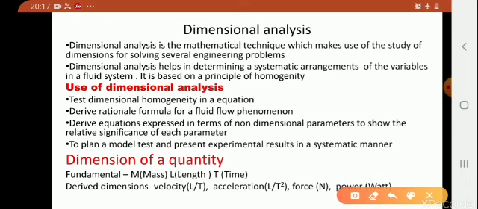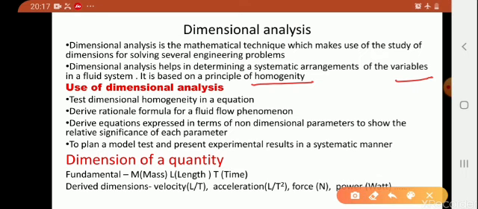Dimensional analysis helps in determining the systematic arrangement of variables of the fluid system. It is based on the principle of homogeneity. And what is exactly homogeneity? We will learn in the next slide. We use dimensional analysis to test dimensional homogeneity in an equation, then to derive a rational formula, which I have shown in the previous slide, for a fluid flow phenomenon.